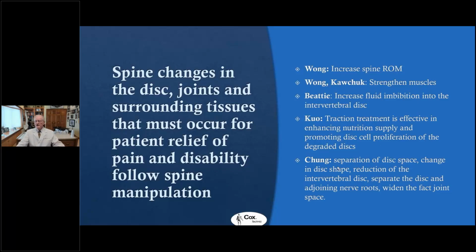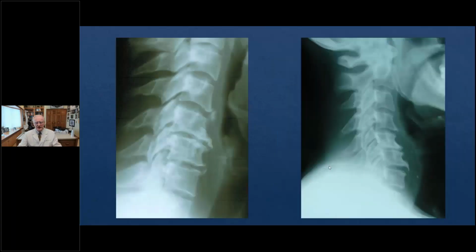And then Chung showed that when you separate the spine under distraction, you change the disc shape, you reduce the intervertebral disc herniation, you separate the disc from the adjoining nerve roots, and you widen the facet joint space.